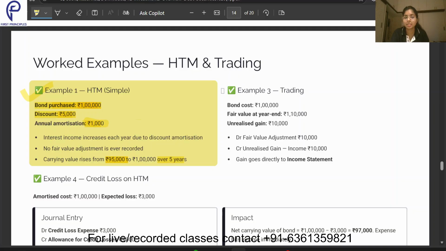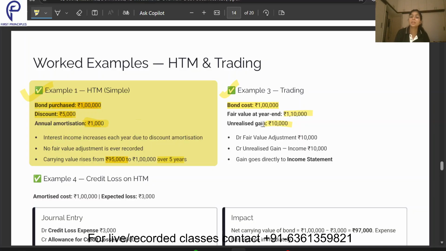Then next example we have the next example. Bond cost is given over here for the trading. This is for trading security. Then fair value at the year end is 1 lakh 10,000. So we will record an unrealized gain of 10,000 in that scenario.